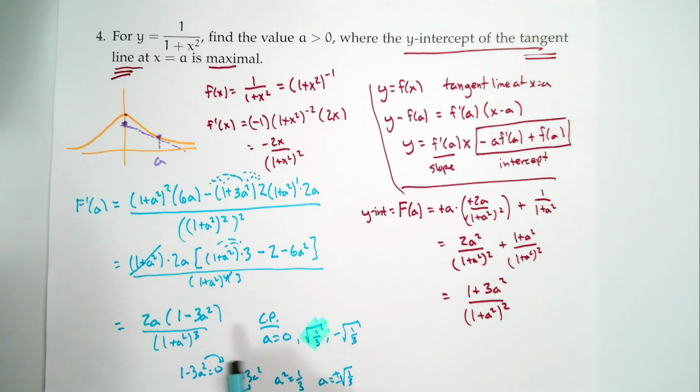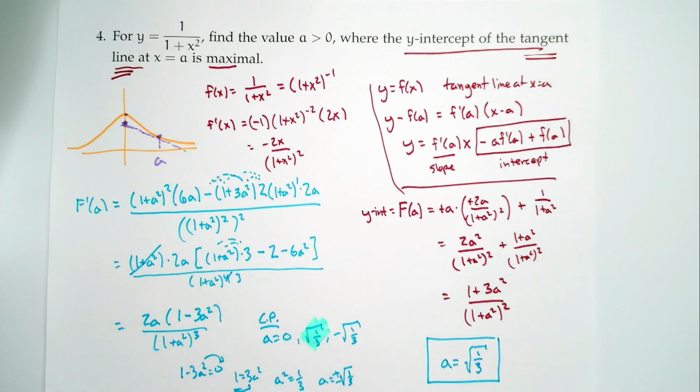If you pick something big like 1,000,000, positive and very negative, which means we're decreasing after square root of 1/3. So the square root of 1/3 is indeed a max, and therefore that's our answer. A equals the square root of 1/3.